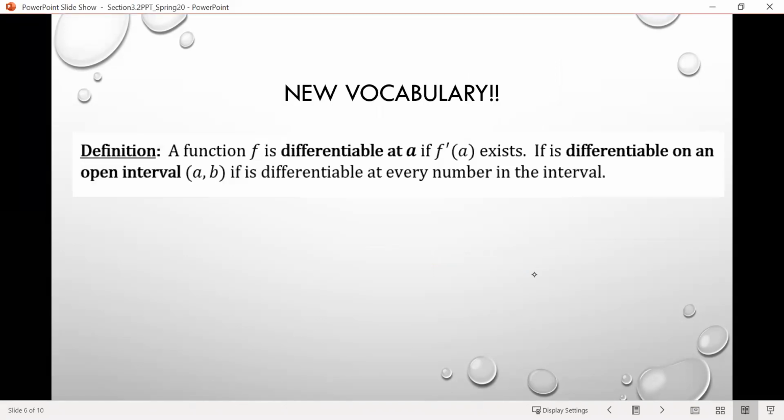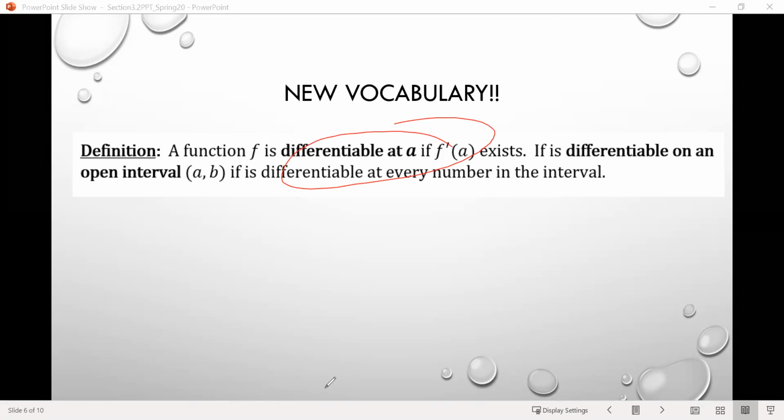Okay, let's talk about some new vocabulary now that we have this idea of the derivative. So we say a function is differentiable at a particular point a if the value of the derivative exists at that point. So if we can take that point, plug it in the derivative, and get something out. And if we're given that a function is differentiable on an open interval, it is differentiable at every number in that interval. Okay, but the part I want you to focus on here is this term differentiable, meaning that the derivative exists at a particular point.